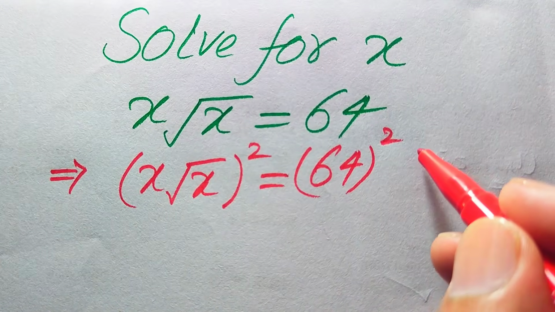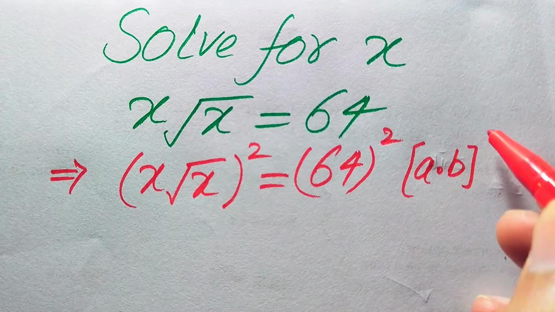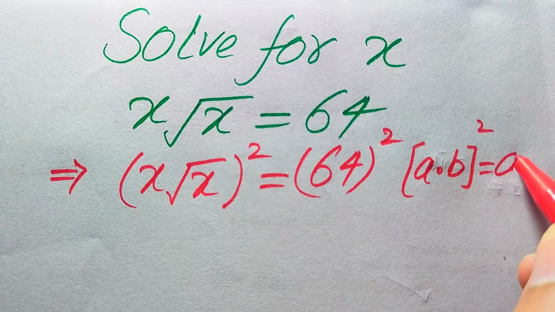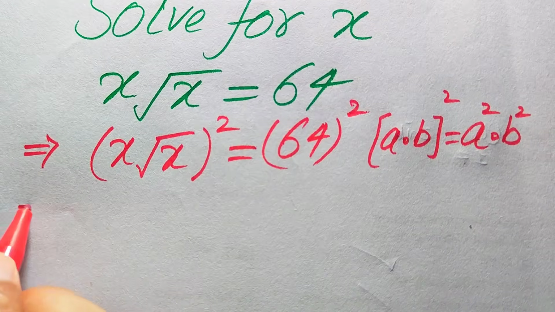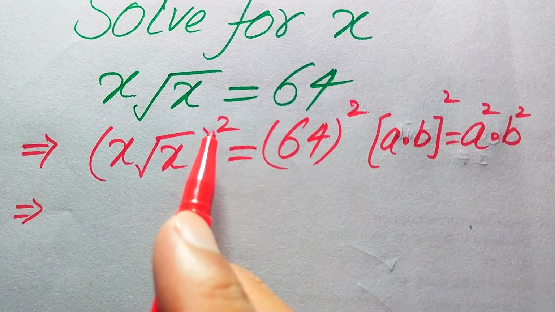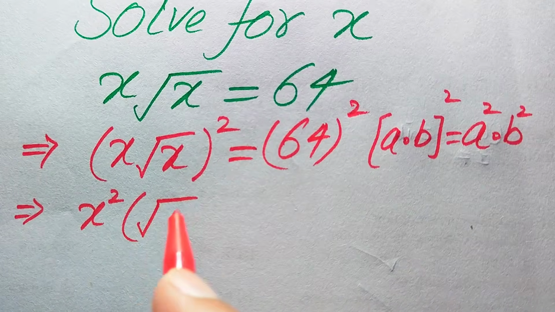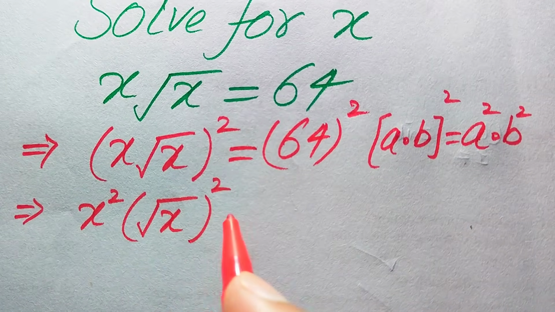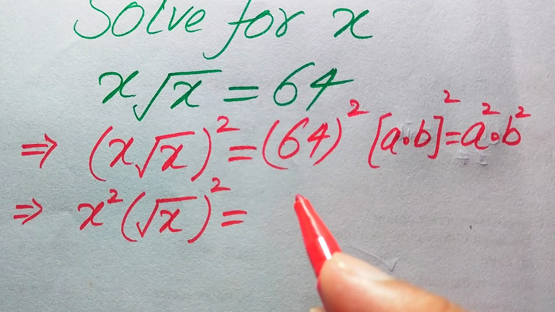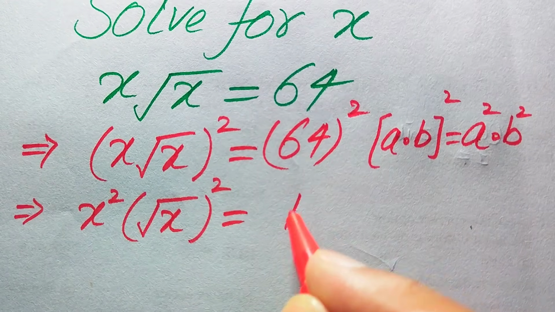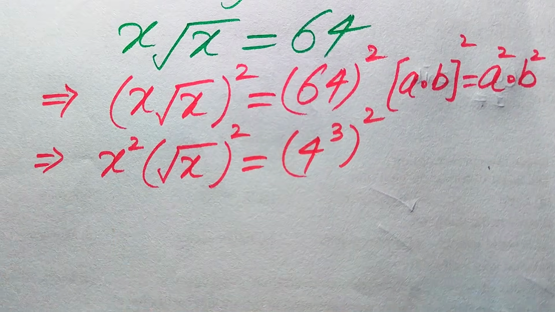Further, we use this nice algebraic formula. You know that if we have a times b whole square, this is equal to a square times b square. According to this rule, we apply the square separately on both values, and we get x square times square root of x whole square is equal to 64 whole square, and we write this 64 as 4 cubed and its whole square.